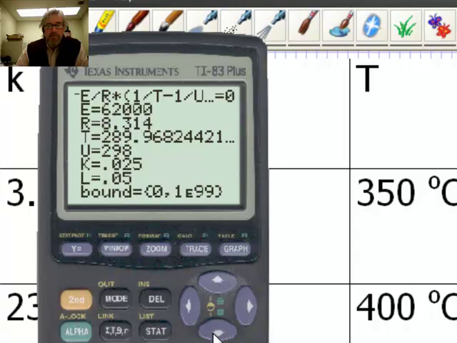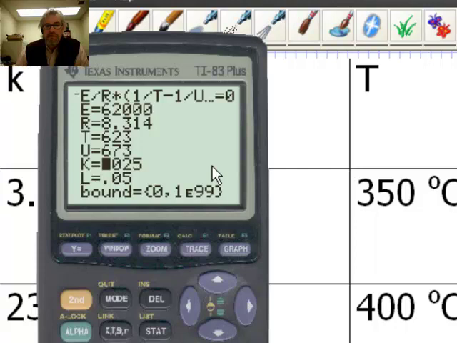R is 8.314 for some reason. That's already in my calculator. But if it wasn't, I would just key in 8.314. T1, our T1 was 623 kelvins, so I'll just put that in here, 623. T2 was 673, so 673. And if I had this in Celsius, I could have just done this. Just to show you, 400 plus 273, and make the calculator figure out that that's 673.